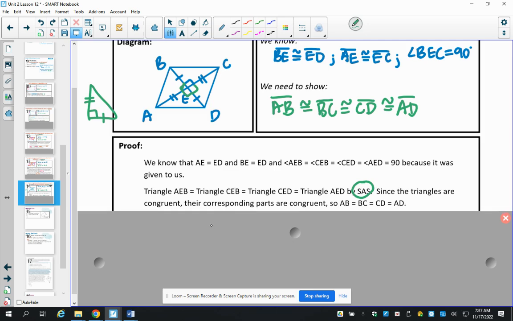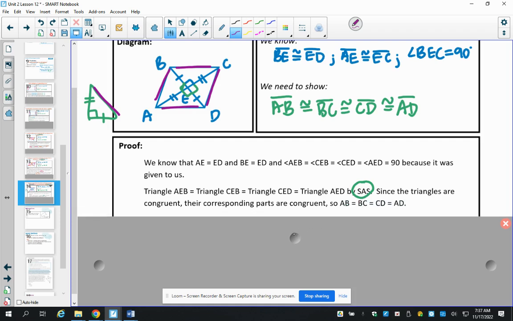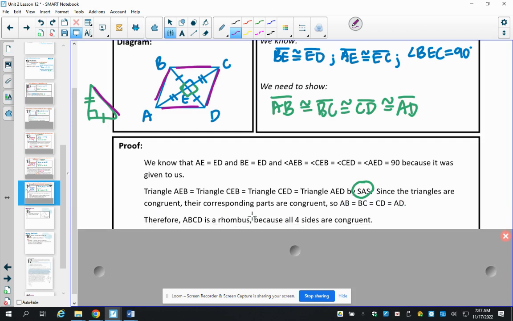Now that we know that the triangles are congruent, their corresponding parts are congruent. So this hypotenuse in all of the triangles is congruent because those are all corresponding sides. So AB, BC, CD, and AD are all congruent. Therefore, ABCD is a rhombus since we've shown why all 4 sides are congruent.